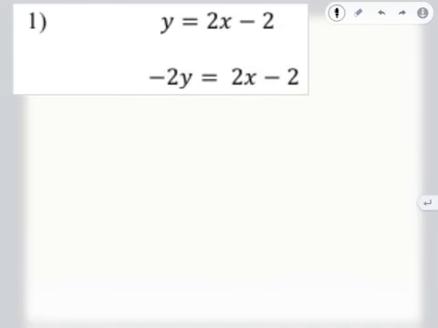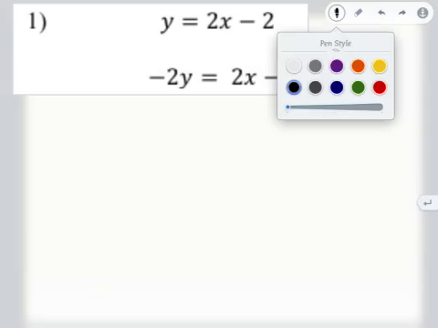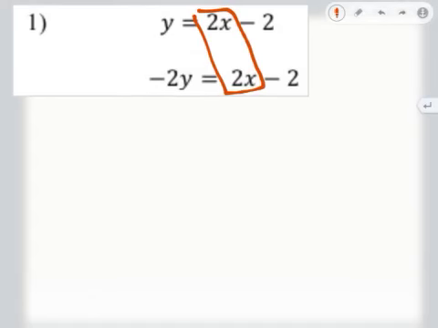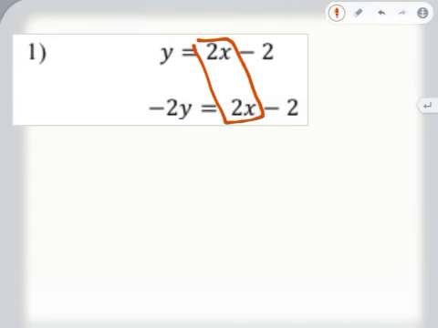Alright, so here's number 1, and what we're having to do is see which variable we can eliminate by trying to make some opposites here if we were going to combine our equations. And I can see that these right here are very close to being eliminated: 2x and a positive 2x. If one of them were negative, well then I'd be able to eliminate them.